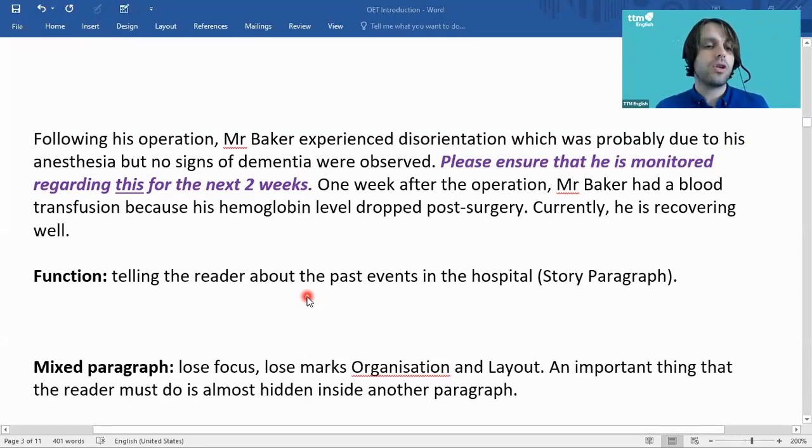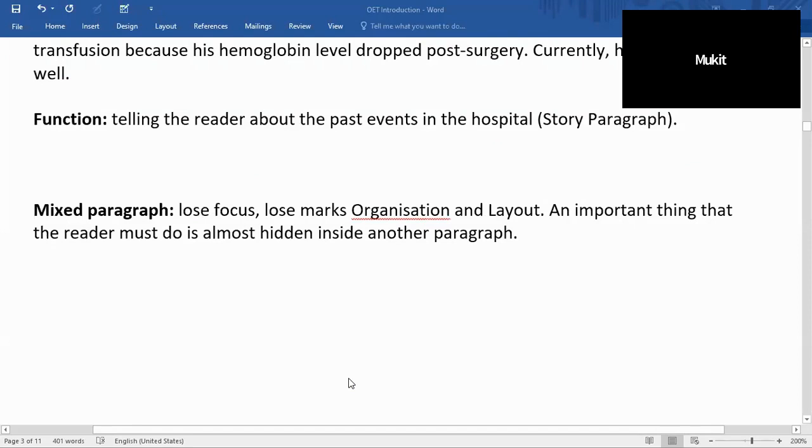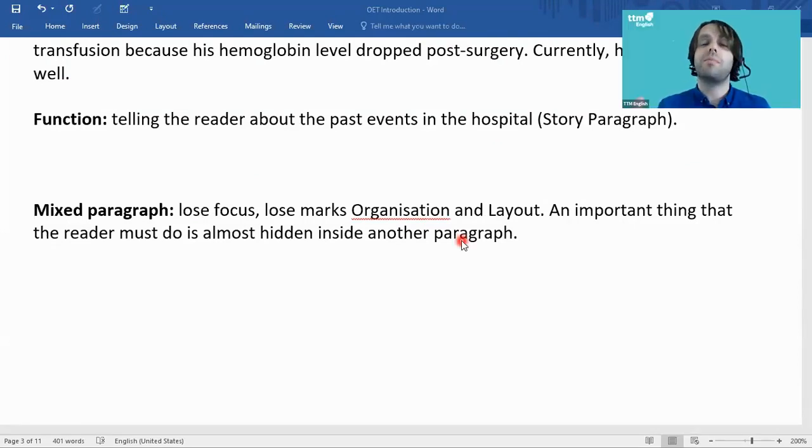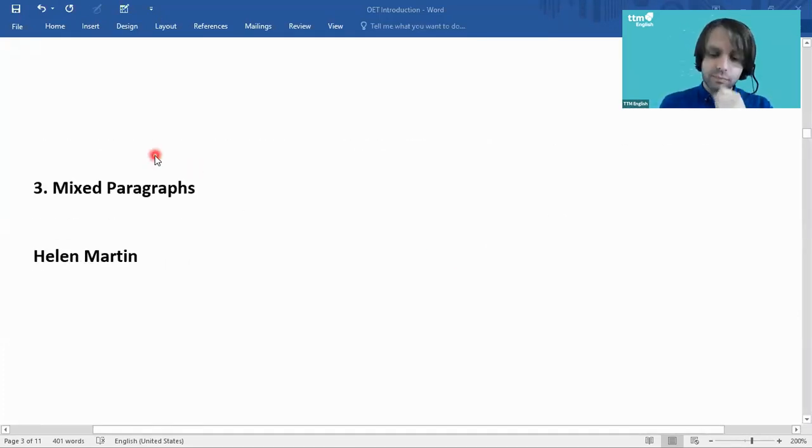Okay, I'm going to show you a great example of this now. A real example from one of you, actually. I'm not going to say who it is, but I'll show you this example, and then you'll see something. I've got two examples really, and I hope you like this because I think this is really good. So let's think about mixed paragraphs.